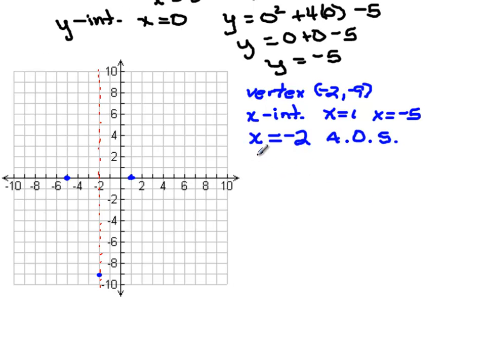Okay, and then our y-intercept, which was -5, and so that's at -5. Now, because of this symmetry, we can use a little trick, and some of your teachers will show you this trick and others won't. But there's a nice little trick with this symmetry.